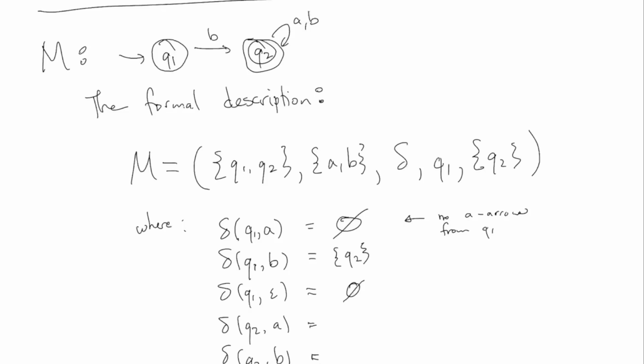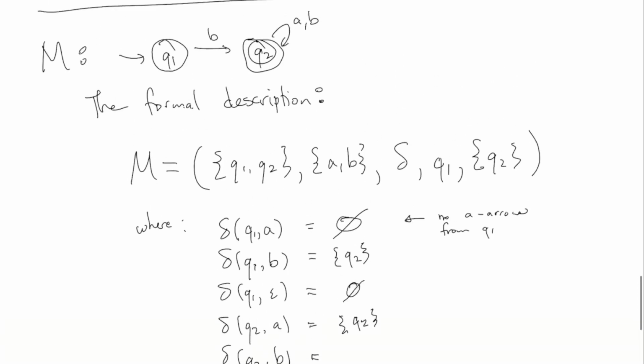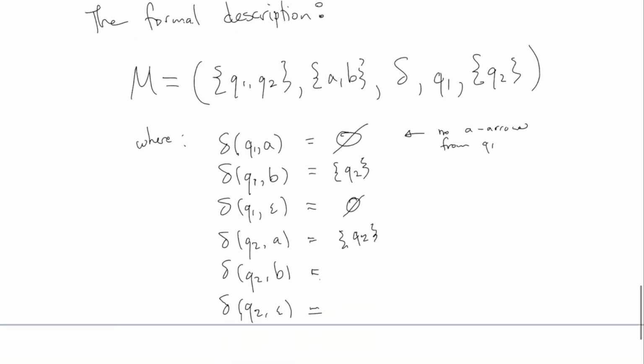All right, Q2 and A. From Q2, if you see A, you can go back to Q2 and nowhere else. So the answer to that one is the set Q2. Sorry, I got to scroll the picture. From Q2 and B, if I'm in state Q2, I can do B and end up back here. So that is also Q2. And again, there's no epsilon there, and so the epsilon is empty. All right. There you go. This is the formal description of this NFA.